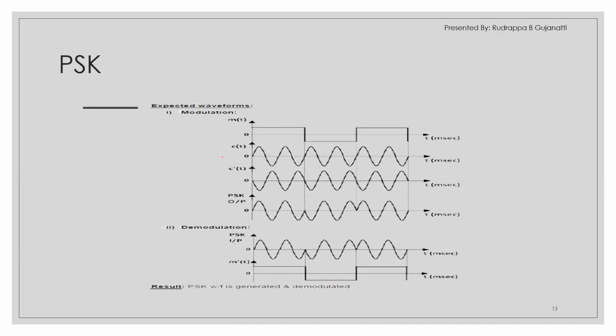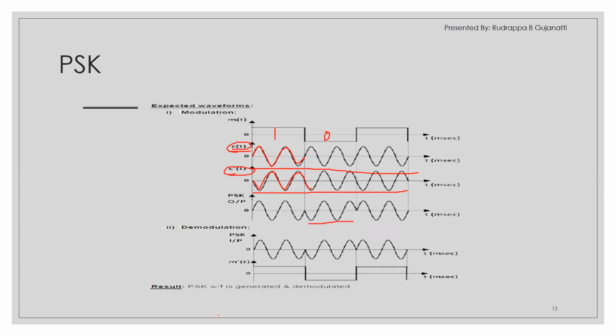So here you can see that if this is the carrier signal we are considering, then C dash of t is the phase inverted, 180 degrees out of phase. If this is the carrier signal, the 180 degrees out of phase signal will appear like this. Therefore, when it is logic 1, you transmit C of t in phase, and whenever it is logic 0, you transmit the out of phase signal. So that is what is being done here.